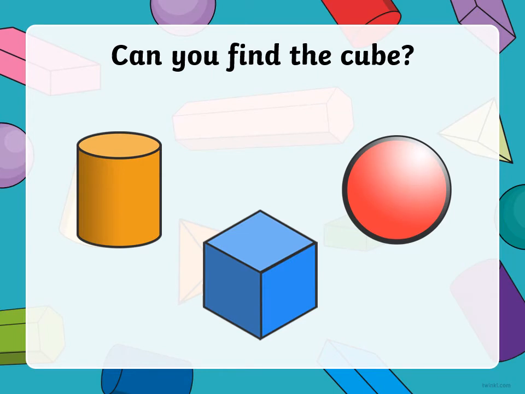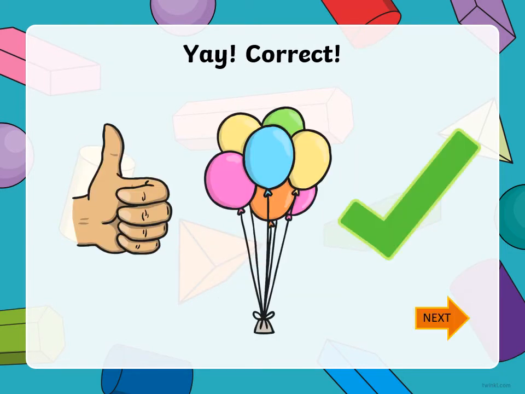Can you find the cube? Have a look at the shapes. Which one do you think is the cube? Remember we saw the cube earlier? That's right, it was the dice shape. Let's see if we can find it now. Here we go. Let's check if we're correct. Yay!